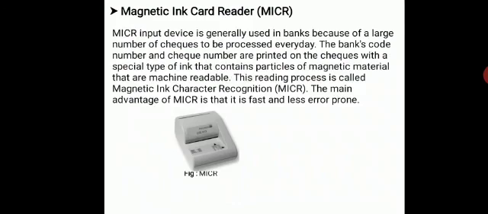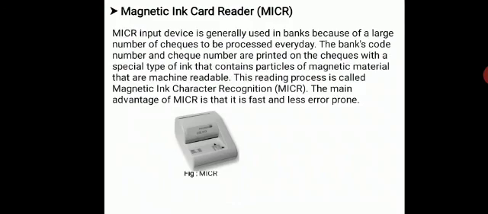Next one is MICR, magnetic ink character reader. The MICR input device is generally used in banks because of the large number of checks to be processed every day. The bank's code number and check number are printed on the checks with a special type of ink that contains particles of magnetic material that are machine readable.